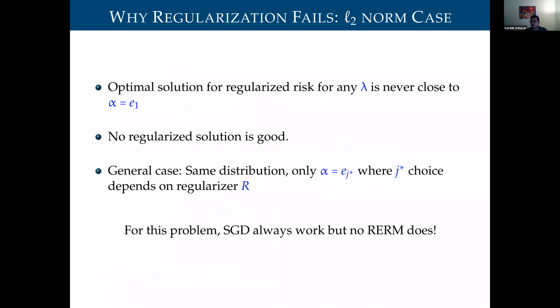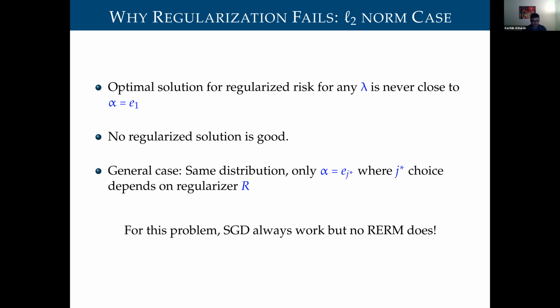All right. So as I mentioned, the main idea is that the optimal solution for the regularized empirical risk, for any lambda, is never going to be close to alpha. It's either going to be close to this j hat coordinate or it's going to be close to 0. And so no regularized solution is ever going to be good.